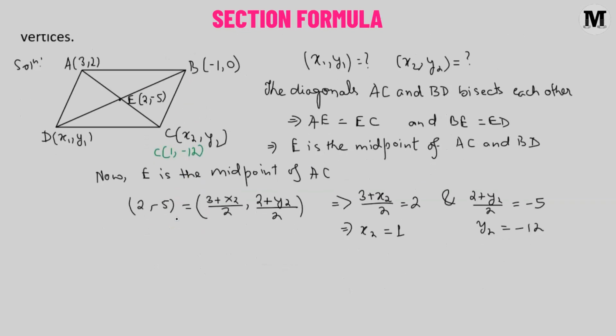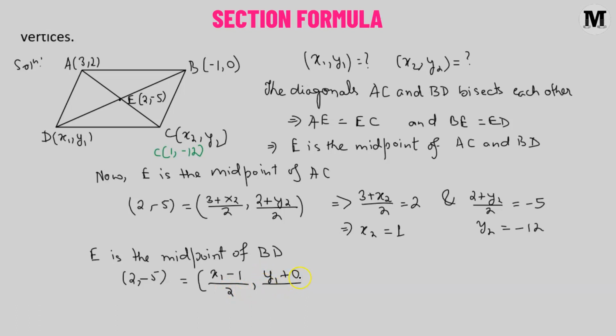Now we can use the same fact that E is also the midpoint of BD. So E is the midpoint of diagonal BD, which means that the coordinates of the midpoint E, (2, -5), will be equal to, by using the midpoint formula, x1 added with -1 and divided by 2, and the y coordinate will be y1 added to the y coordinate of B, that's 0, divided by 2.